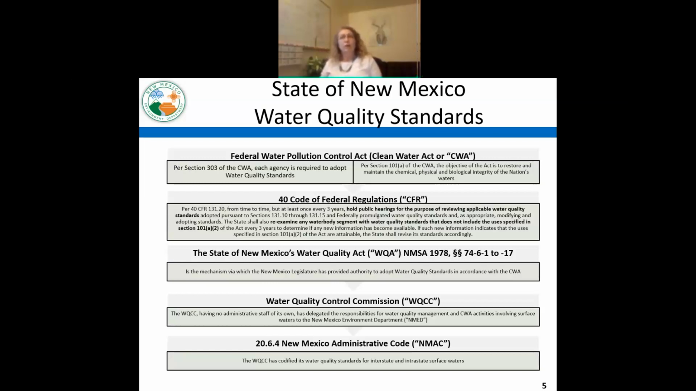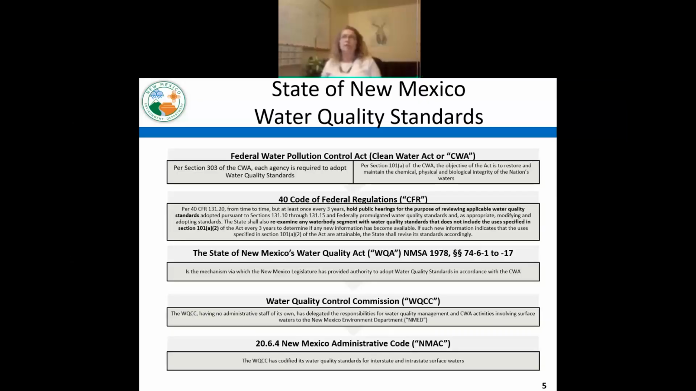In order to meet the requirements set forth in the federal act and regulations, the state established the Water Quality Act, and as part of the act, they designated the Water Quality Control Commission. The commission, or as we may refer to it, the WQCC, has been delegated duties and powers to include the adoption of water quality standards in accordance with the Clean Water Act. Those standards are codified under NMAC.